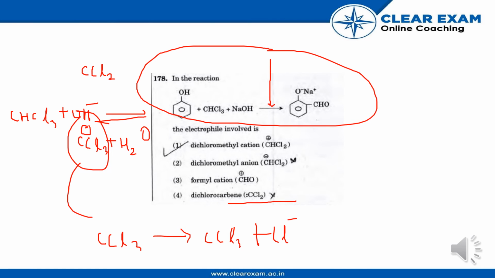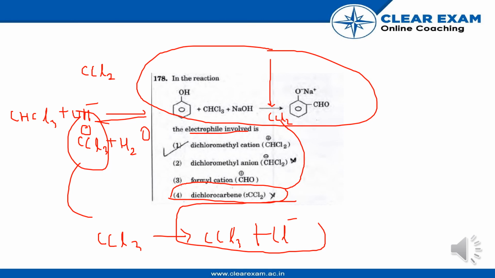So from this we can say that dichlorocarbene will be very sufficient in order to use in this electrophilic reaction. If we add dichlorocarbene, then this reaction can be simply formed using the same steps as in the Reimer-Tiemann reaction.